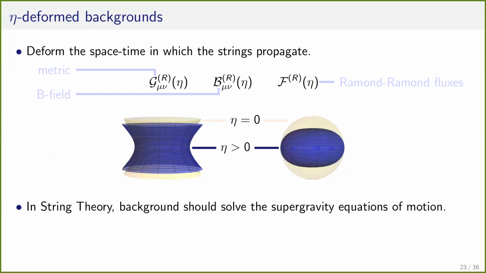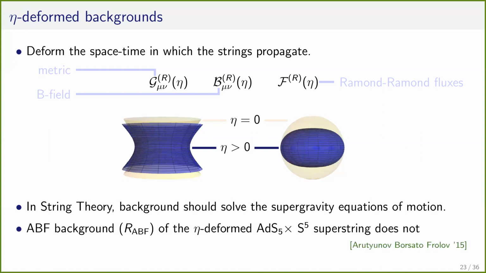And I will approach this question maybe in a more historical way, with the paper of 2015 by Arutyunov, Borsato, and Frolov, where they looked at one particular eta deformation that I will call the ABF deformation, or ABF background, according to the initials of the authors of this paper. So it's important to keep in mind that this is associated to one type of Drinfeld-Jimbo operator R. They looked at this background and found that it actually does not satisfy the supergravity equations of motion. And this was a bit of a puzzle at the time.